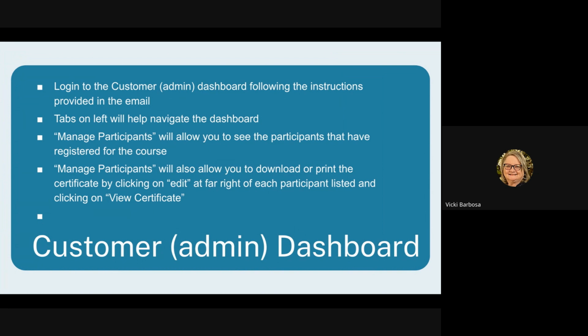That will allow you to see the participants that have registered for the course. For instance, I keep using 15. If you place an order for 15 participants, then you're going to want to be looking for 15 names in your Manage Participants. If you do not see the 15 names, then you're going to want to determine which ones are missing and send them an individual email to remind them: you registered for this course, we need to have you go ahead and get started.